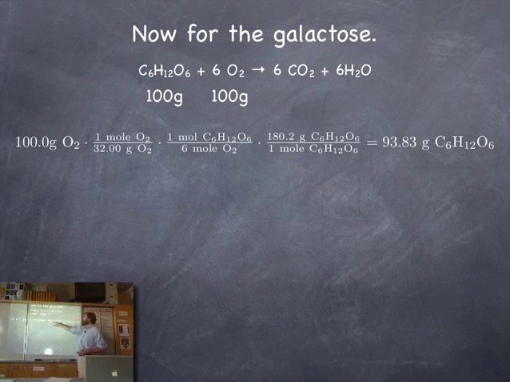Then I convert from moles of galactose back into grams, and I say, hey, look, to use up all of the oxygen, I need 93.83 grams of galactose. Do I have enough galactose? Yeah, I have more than enough galactose. So what will I run out of first? I will run out of oxygen first. Oxygen is, again, the limiting reactant.